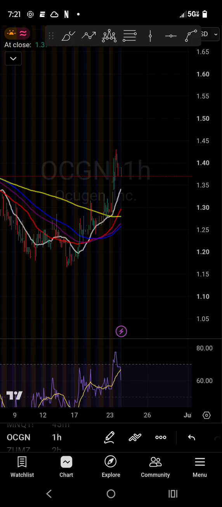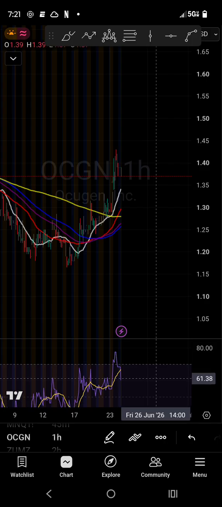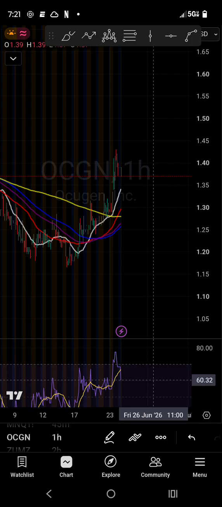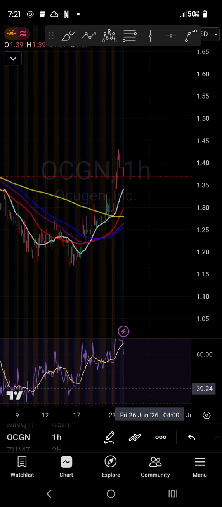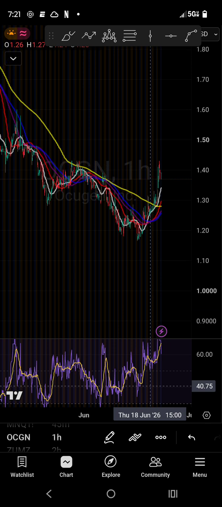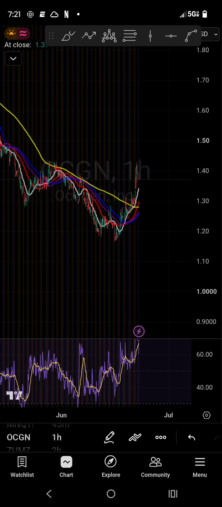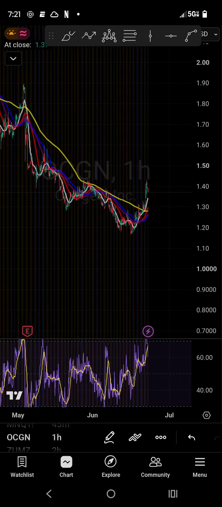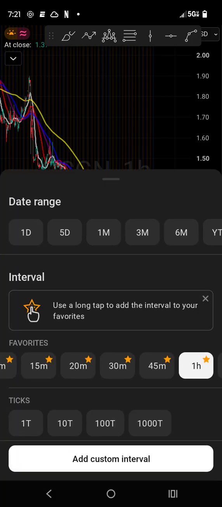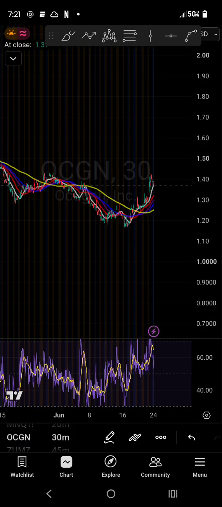Even on the 1 hour time frame, the momentum line is below the average line and it's at that 60 area. I'm looking for an entry at around 30. So I don't really see an entry yet for OCGN. Go even smaller.